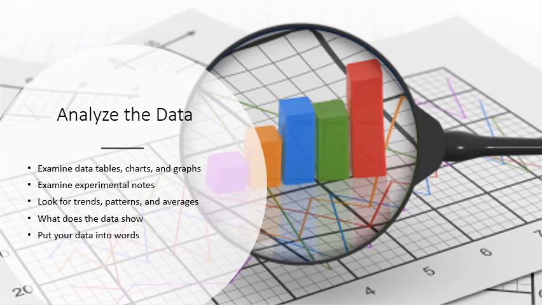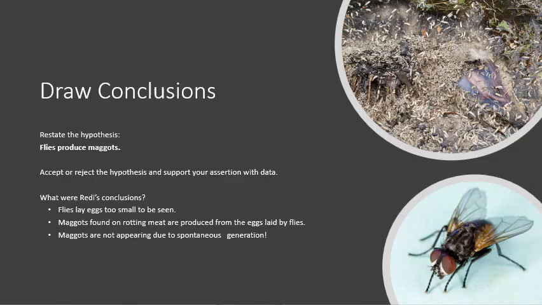So he needed to put that into words. He analyzed the data, and he drew conclusions. To draw the conclusions, he restated his hypothesis. Flies produce maggots. And he accepted that hypothesis. He said there is evidence to support this hypothesis. Redi's conclusions were that flies lay eggs that are too small to be seen with the eye. Maggots found on rotting meat are produced by the eggs laid by flies, and maggots are not appearing due to spontaneous generation, due to the meat turning into maggots, because if they were, then the meat that was covered would have turned into a mass of maggots as well.